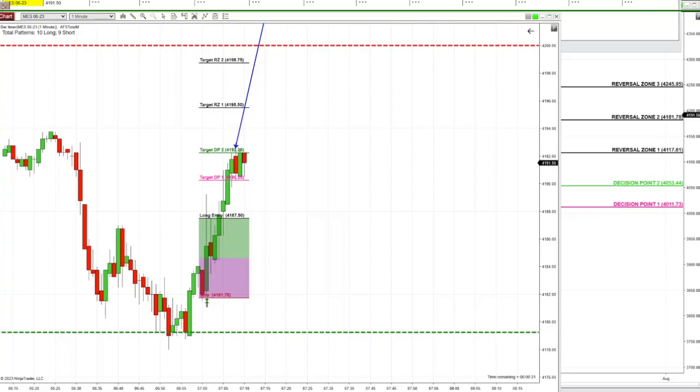Again, decision point 2 is a critical key target. There is nothing else. To the downside, this is a key moment. And you knew it well before it happened.